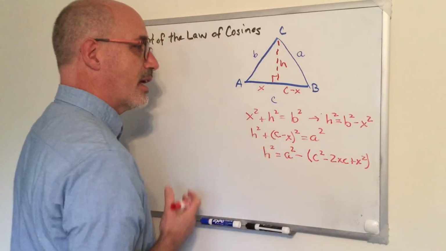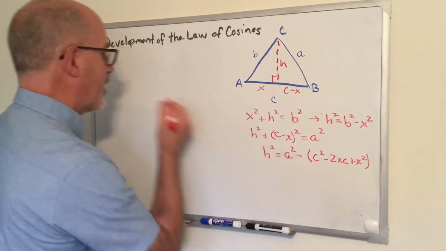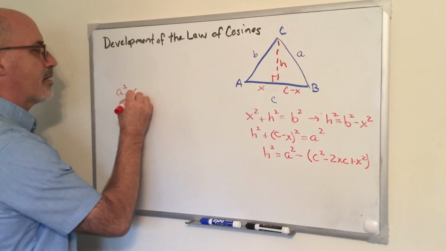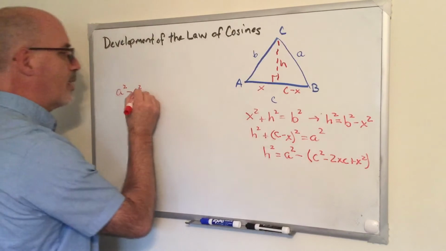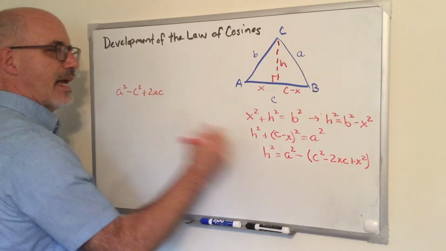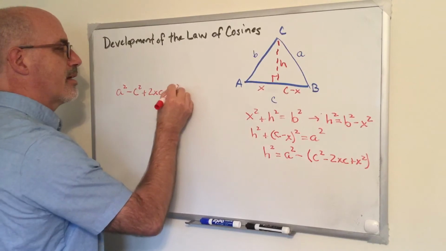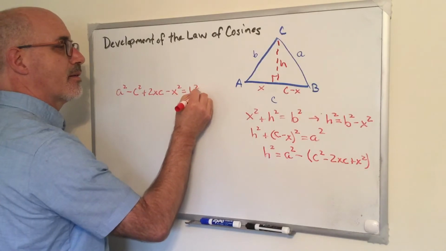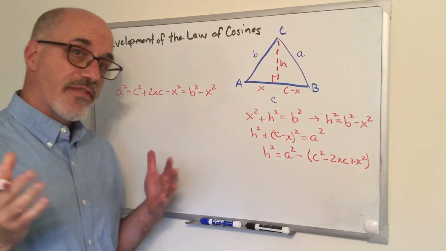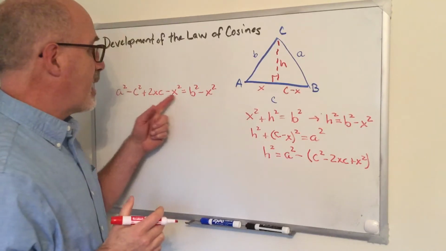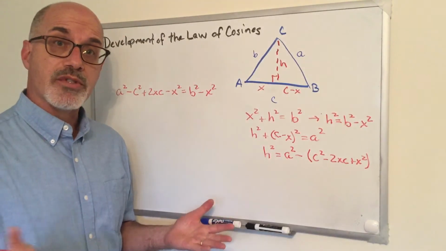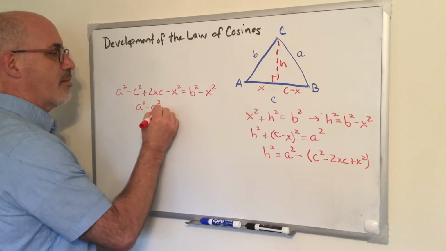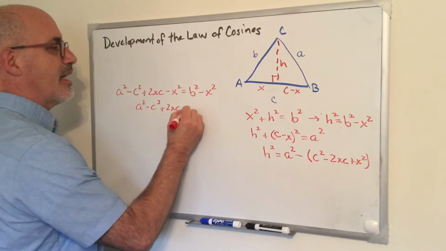Let's set them equal to each other. I'm going to set this here, a squared minus c squared, and I'm going to distribute through that minus, plus 2xc, and then minus x squared. I'm going to set that equal to this b squared minus x squared. Now, let's simplify this and then use what we know. So we've got a minus x squared on both sides, so if I add x squared to both sides, that's gone. So I've got a squared minus c squared plus 2xc equals b squared.